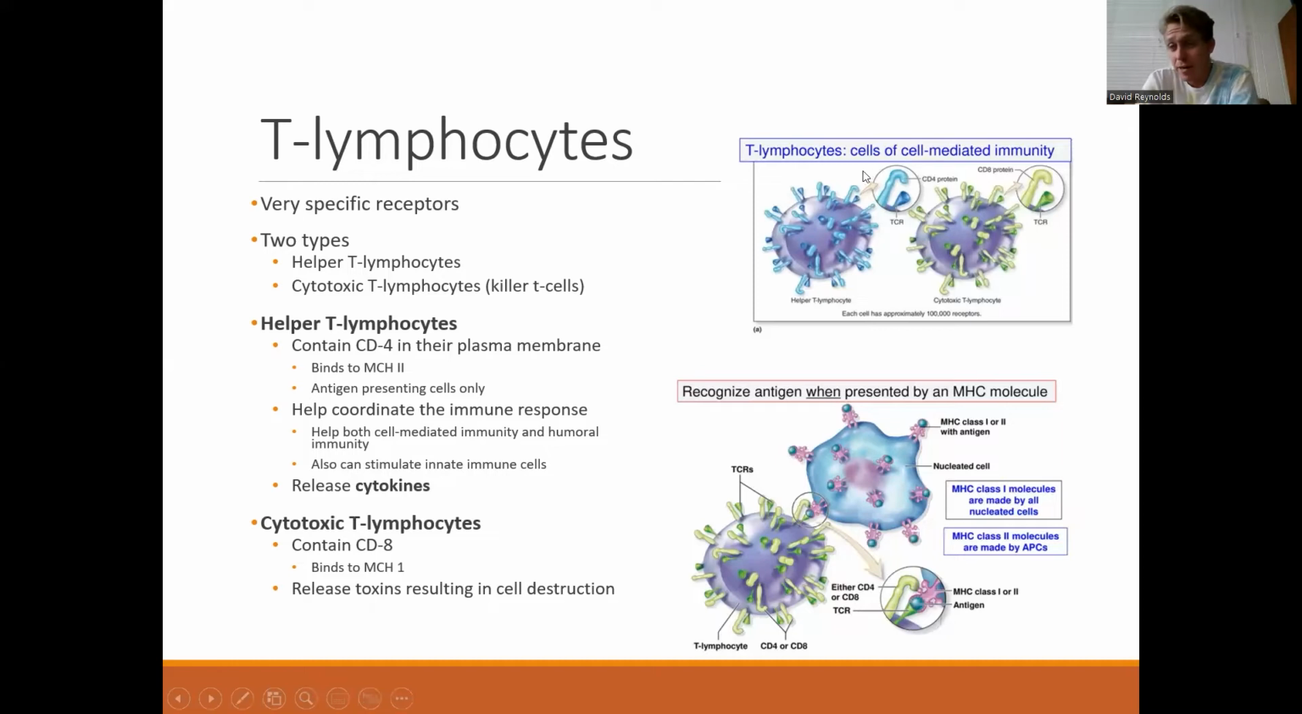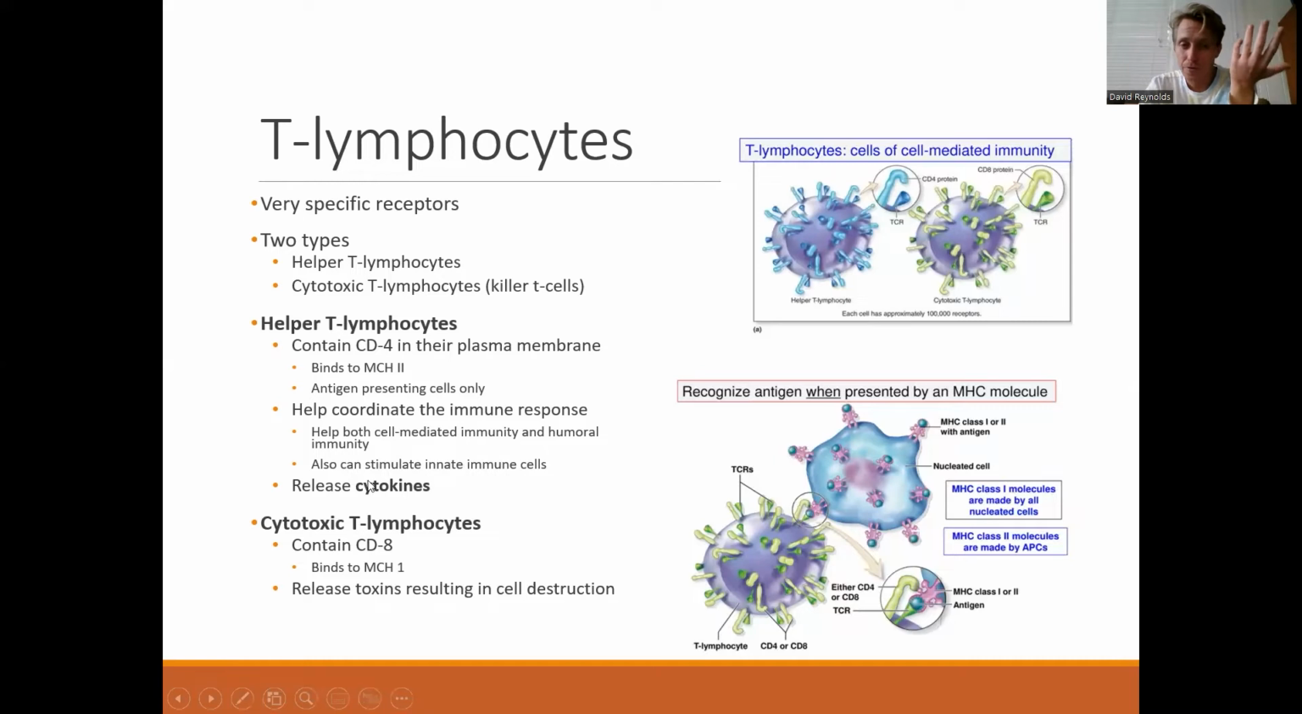So what's happening here is, again, these TCRs are very specific to a very specific antigen. If it finds that antigen, it will not hold on to that bond unless this CD protein attaches to either MHC1 or MHC2. The major difference between helper T cells and cytotoxic T cells from a structural standpoint is which CDs they have. Helper T cells have CD4 in their plasma membranes, which directly looks for the MHC2 complex, while cytotoxic T cells have CD8, which directly looks for the MHC1 complex.